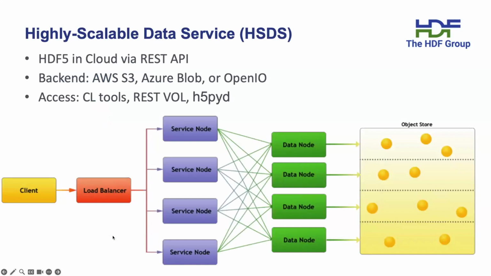So now, diverging from HDF5 files on your local machine, we have one option for working with them on the cloud, the Highly Scalable Data Service, or HSDS. And this is a web service which offers a REST API for, well, I said HDF5 in the cloud, but I should be more precise. It provides the HDF5 abstract data model and an HDF5-like API for storing data in the cloud. The underlying object storage does not match the native file format.